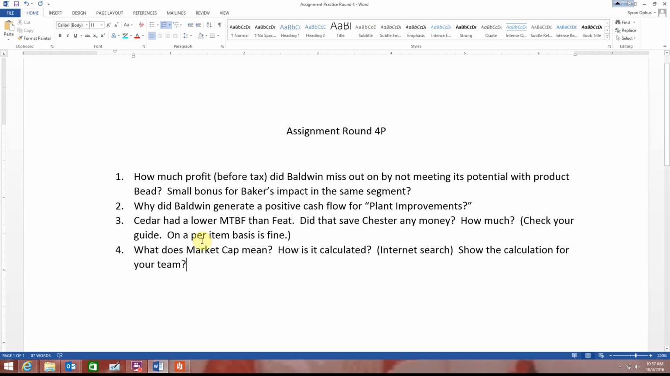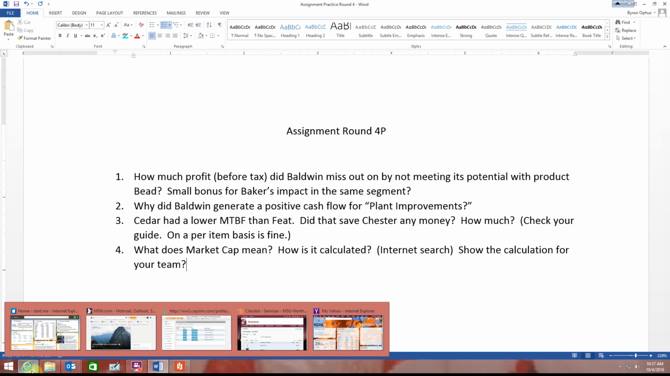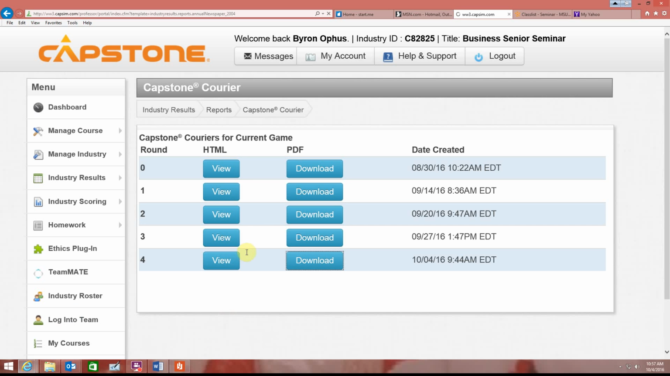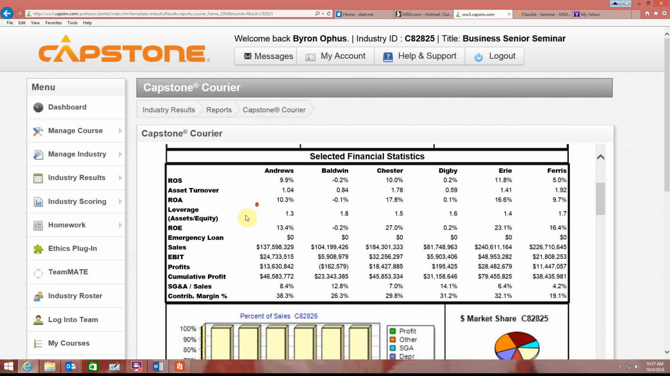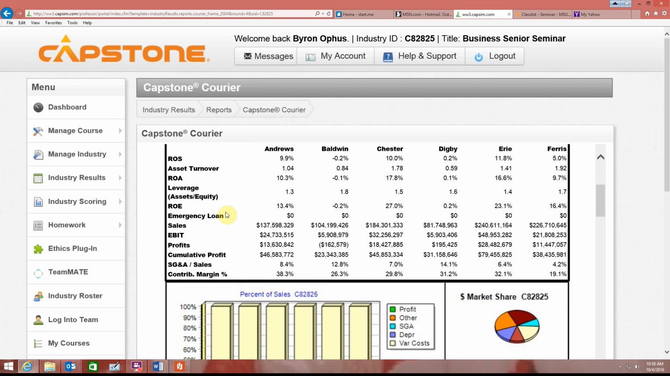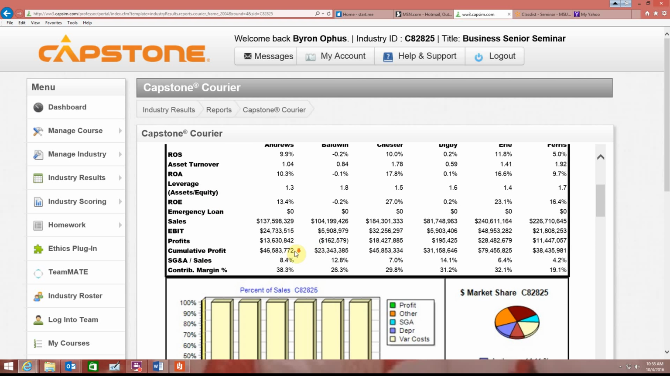So the assignment, the first question is, how much profit before tax did Baldwin miss out on by not meeting its potential with product Bead? Small bonus for Baker's impact in the same segment. Okay, so the PDF version doesn't want to work real well, so sorry this isn't as big as I would like, but again, it's just building on what we've done before.